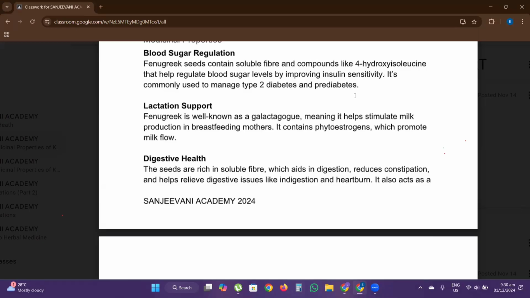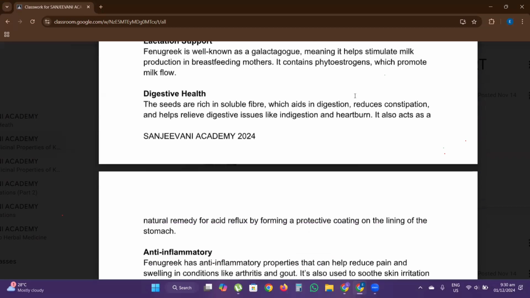Lactation support. So this helps bring in your milk for breastfeeding mothers. So usually, for people who have issues with milk flow, somebody would say, hey, have some fenugreek, have some methi. And it will help with digestion. So these seeds are rich in soluble fiber, which is very, very good for your digestion process and thus reduces constipation.